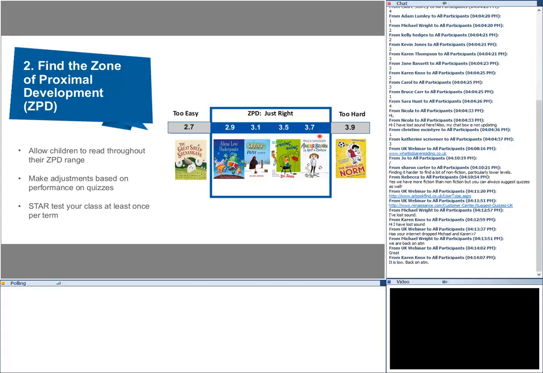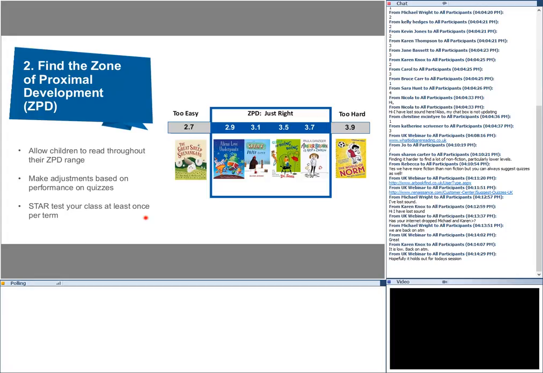So it is really important to make sure that children are pausing and thinking about their results before they move on. It's also vitally important to STAR test your children regularly so that they've always got an up-to-date ZPD range. We generally recommend STAR testing about 4 times a year, so at the beginning and then end of each term. However, absolutely no harm in testing more often.